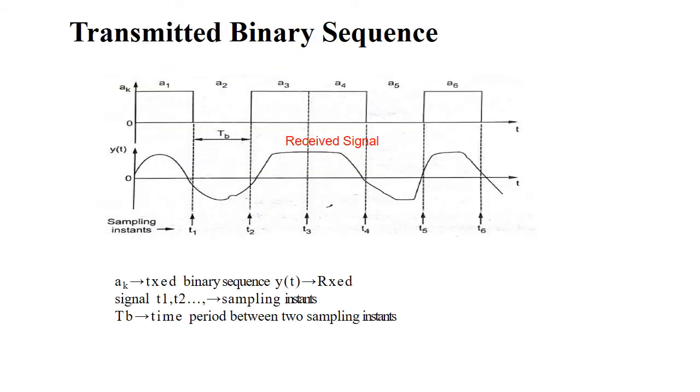Here is the transmitted binary sequence. When we pass the input signal as a 0 or 1, it will be received as y of t, the output signal. It will be sampled at the time instances, where a_k is the transmitted binary sequence and y of t is the received signal. T1, T2 are the sampling instances and TB is the time period between the two sampling instances.